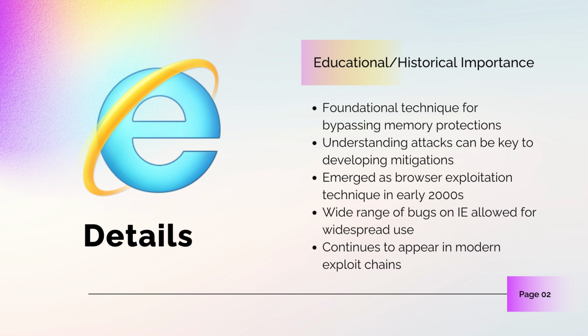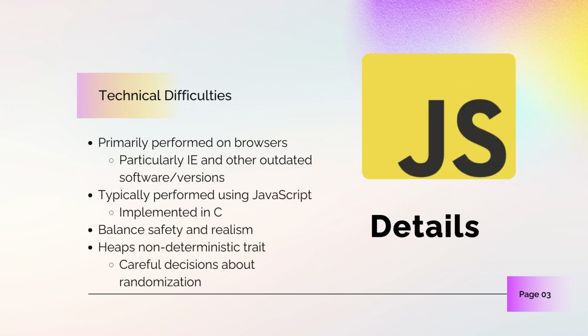What makes it particularly interesting and important from an educational perspective is its continued relevance despite years of attempted mitigations. Although significant advancements in memory protection mechanisms were made, variations of heap spraying still appear in modern exploit chains. Implementing this lab presented several significant technical challenges.